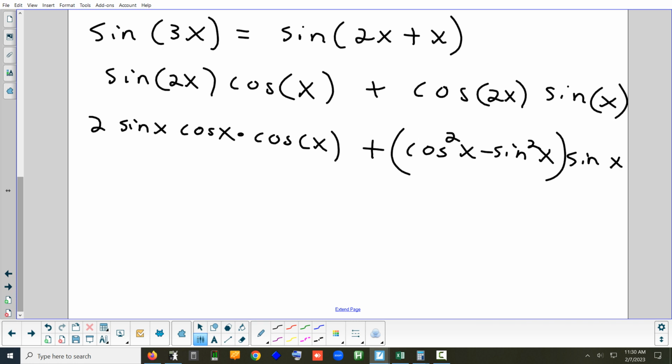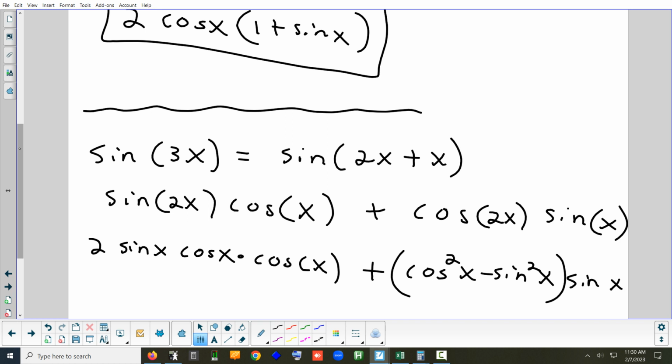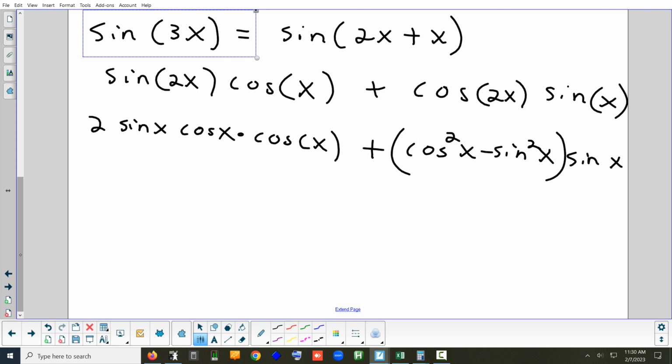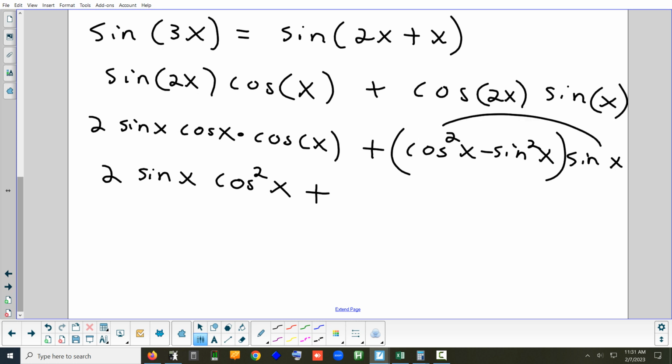So at this point, we've simplified everything so that the x's all have 1's in front of them. But look how much more complicated it got just from having a 3 here, sine 3x, to trying to get rid of that 3. And we still have some things we can combine. What's going to happen in this first term? 2 sine x cosine squared x. So we've got that. How about here? What do we have to do with that sine x on the outside? We have to distribute it. So we're going to end up with cosine x sine x and then minus sine cubed x.